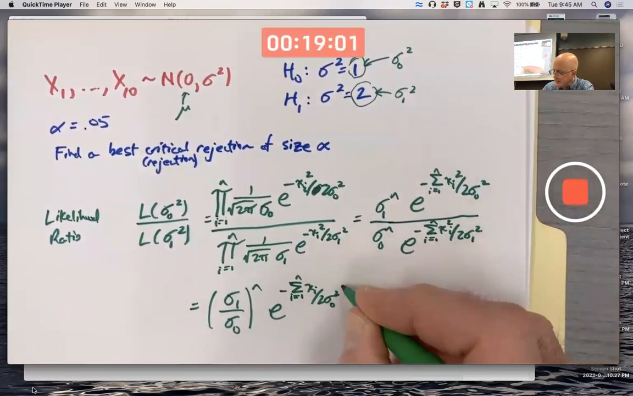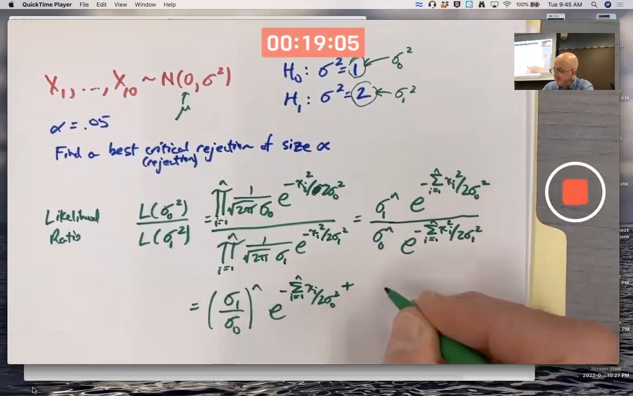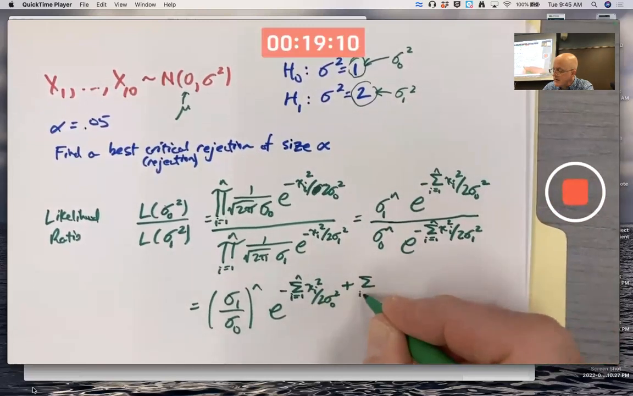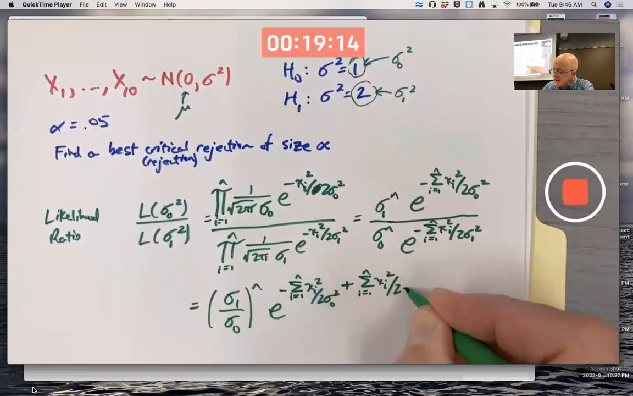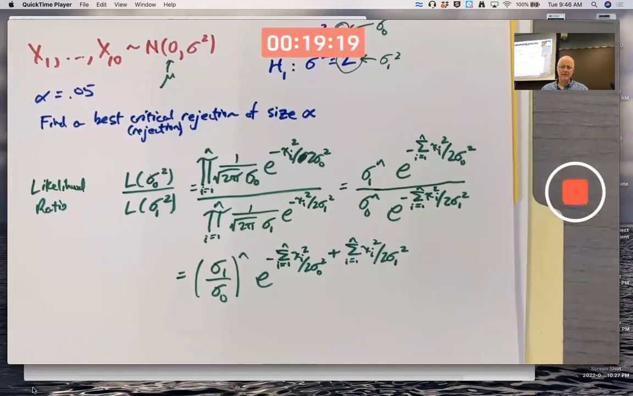Subtract the bottom, it's going to be plus because I'm subtracting a negative. Forgot a square again there. Got to change that to a square. It's so easy to make a mistake. Looks like we're there.